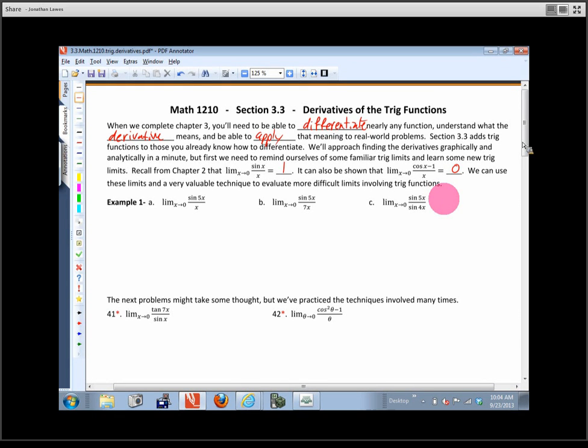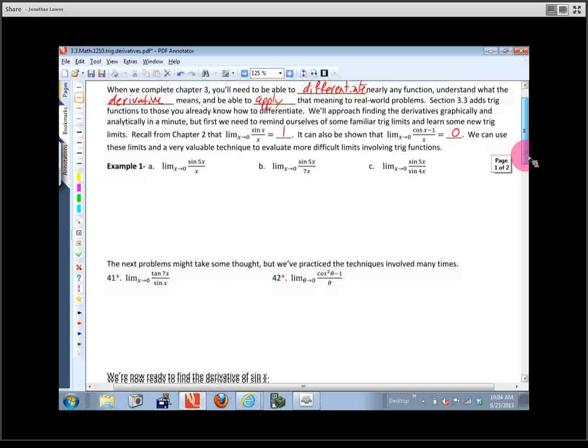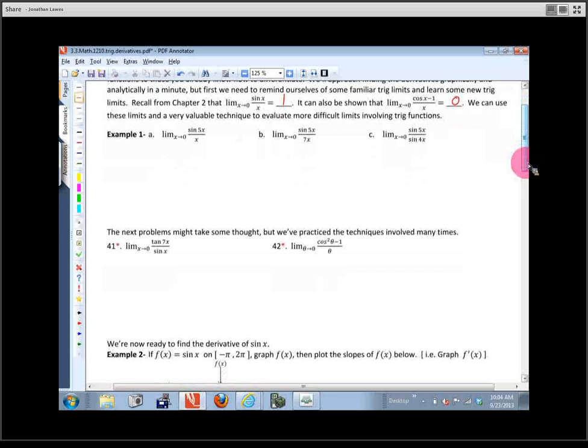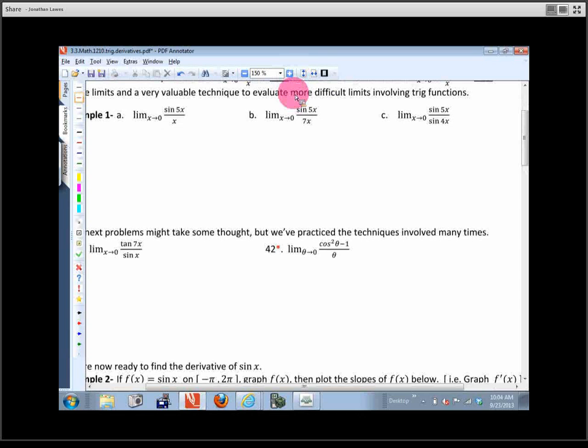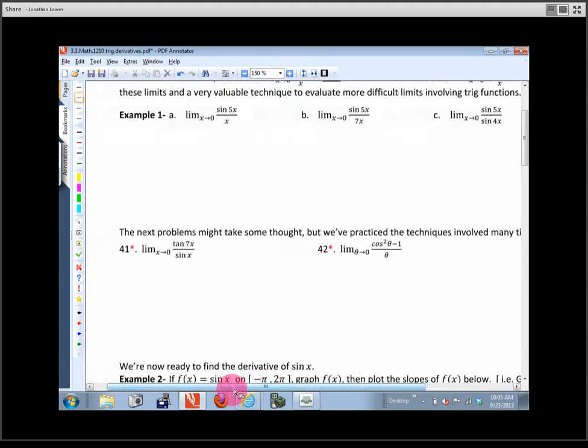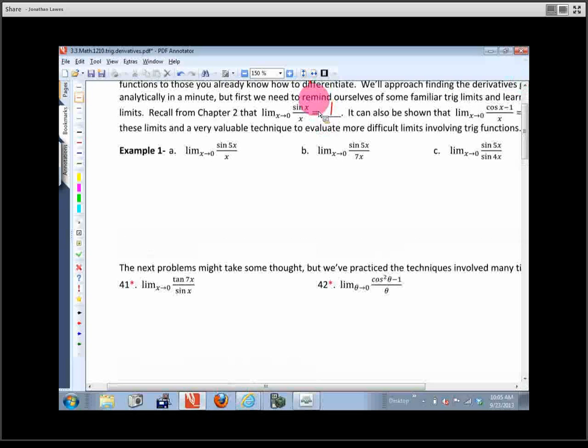But we can actually use those. If you'll keep those familiar limits in mind, we can actually use those to find some limits that are a little bit more complicated. So let's take a look at this problem right here. It says the limit as x approaches 0 of sine of 5x over x. And the format of that limit is similar to, but not exactly like this one right here.